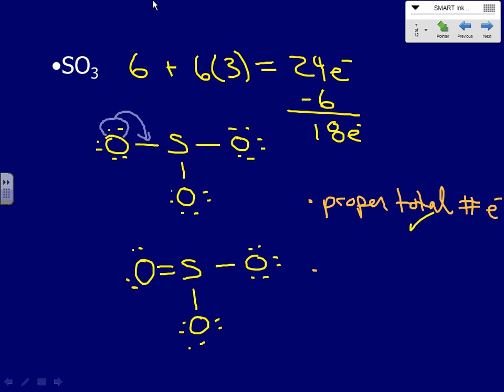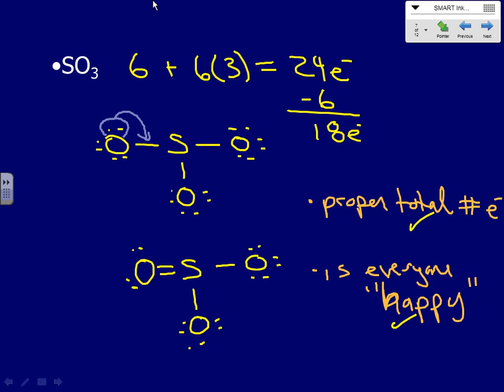And the other thing is, everyone happy? Octet rule, right? Is everyone happy? And is everybody happy in that structure? 8 electrons around everybody? Therefore, that is a good structure.